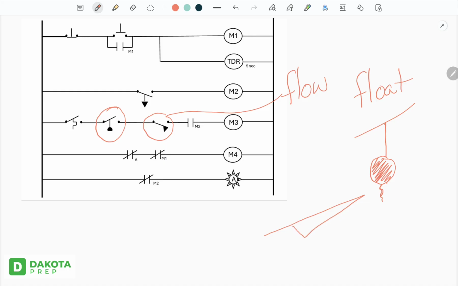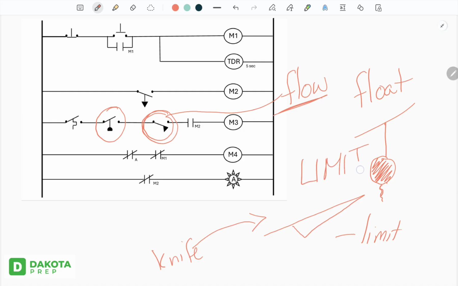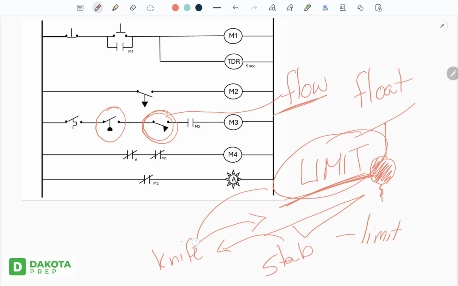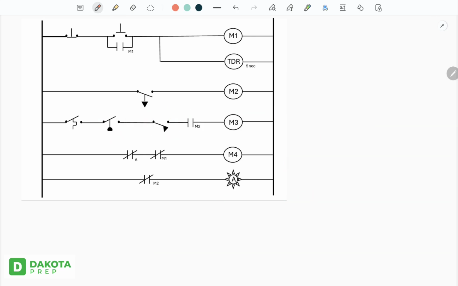Now, we have to be very careful because this guy right here is a triangle and that's flow. This guy here has a triangle, but he's limit. And the difference between the 2 is this guy looks like a knife. And the way I like to think of it is I have reached my limit with your shenanigans, so I am going to stab you with my knife. So limit looks like a knife. Flow looks like that little triangle there. Did you notice everything disappeared?